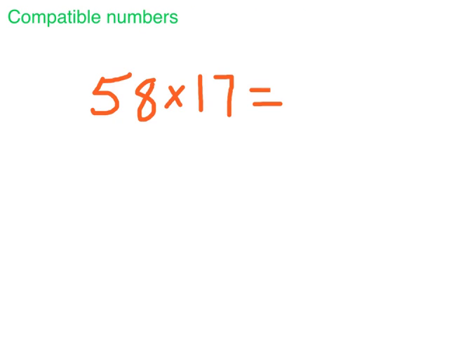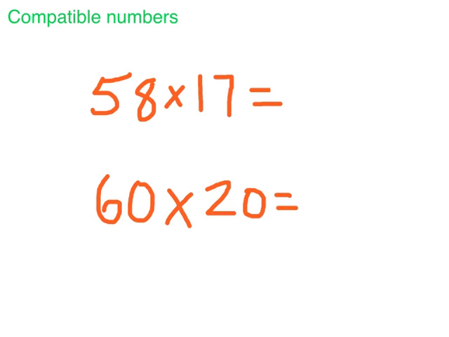We're going to use the compatible numbers strategy to estimate 58 times 17. Compatible numbers are numbers that are nice and easy to work with, that are close to the numbers in the problem. We know that multiples of 10 from the previous lesson are nice, easy numbers to work with. So let's turn 58 times 17 into 60 times 20, since 60 is close to 58 and 17 is close to 20.